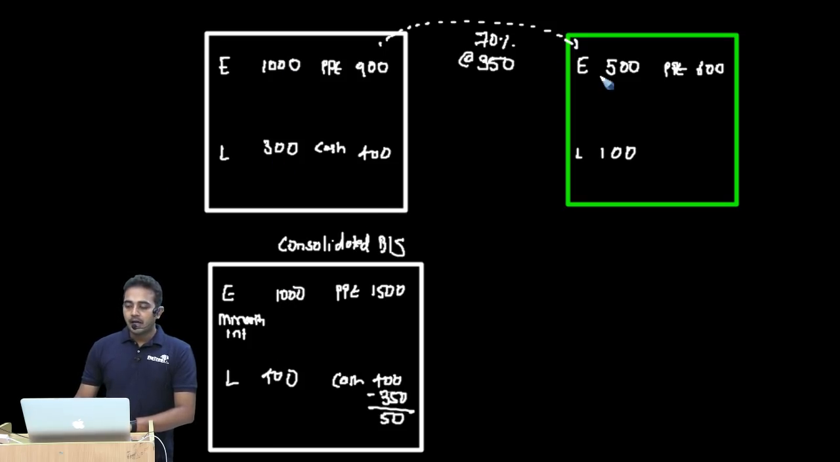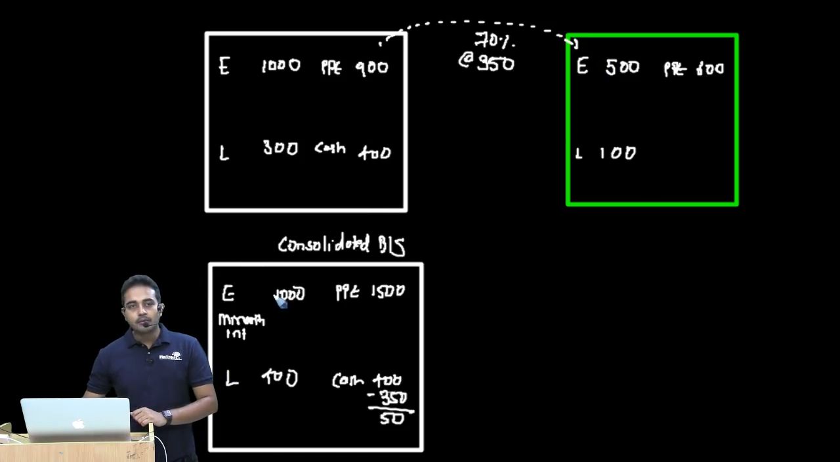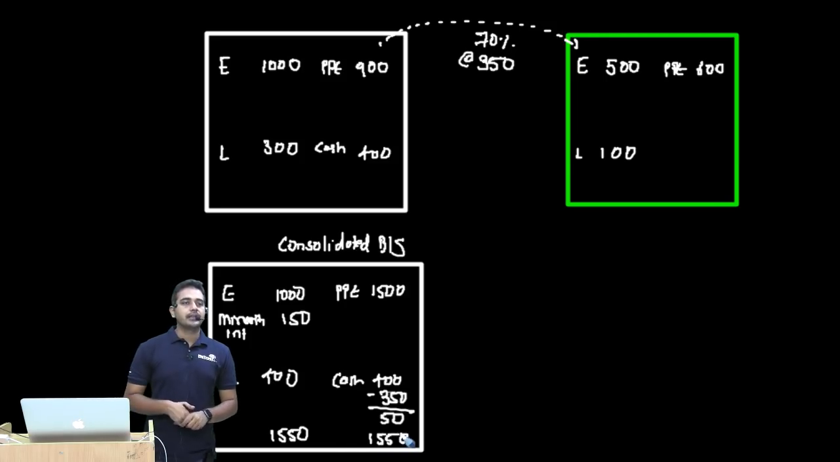Minority interest would be what portion of my subsidiary I do not own, and the portion of my subsidiary that I do not have is 30%. And the valuation of the subsidiary was 500, so minority interest should be 150. So therefore your balance sheet total on both sides is going to be 1550 and 1550. Right? That's how we make the balance sheet tally at time 0.